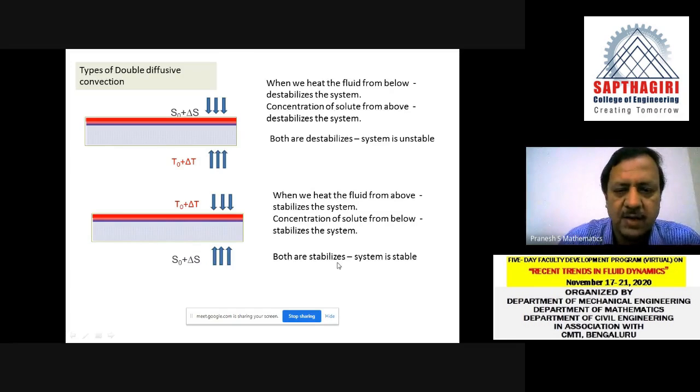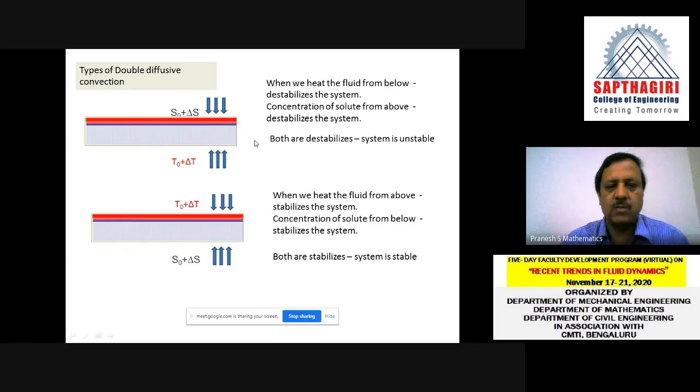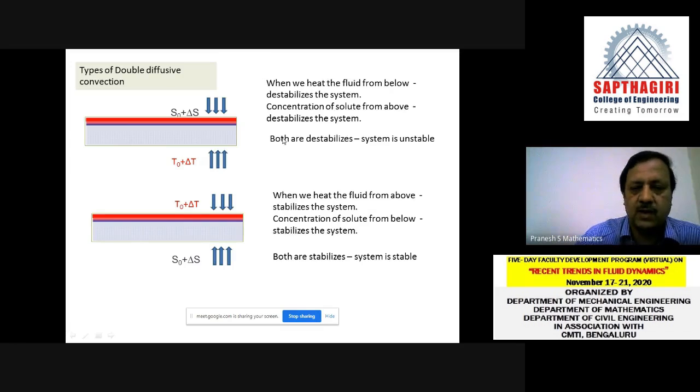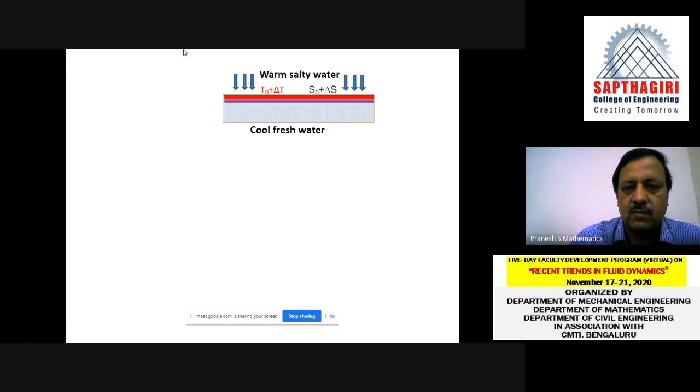And we are not interested in these two cases, because without solving the problem, the first case always remains unstable, and the second case becomes stable. So there is no point in studying these cases. So we take another case, the third case, where we heat from above and add salt from above.